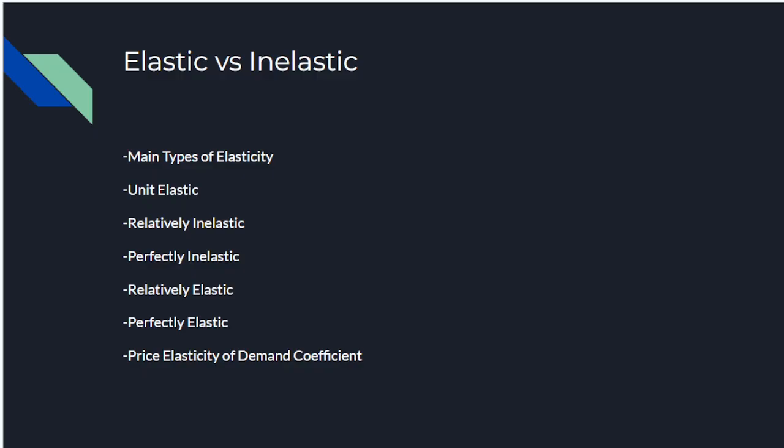Next, we have perfectly inelastic. This is when the coefficient is 0 and quantity demanded is not affected at all by price changes. On the other hand, we have relatively elastic demand, which is when the coefficient is greater than 1 and quantity demanded is greatly affected by price changes. And last, we have perfectly elastic demand, which is when the coefficient is infinitely large. For perfectly elastic demand, an increase in price leads to 0 quantity demanded.